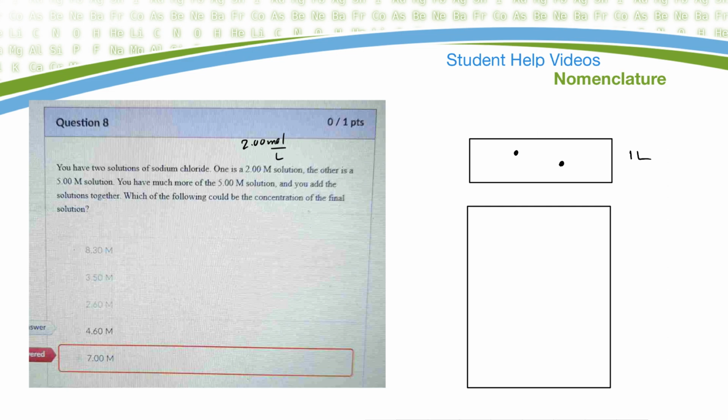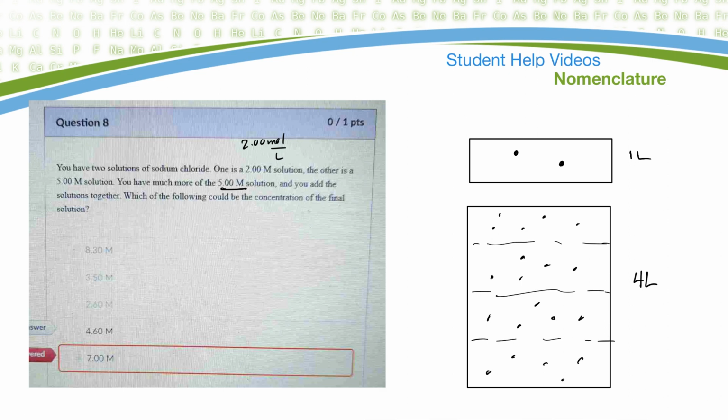2 moles. And then it says I have much more of the 5 molar solution. So I made a bigger tank there. And why don't we call this 4 liters? Okay, so if I have 4 liters, there's 1, 2, 3, 4. And in each liter, there's 5 moles, right? That's what this means, 5 moles per liter.